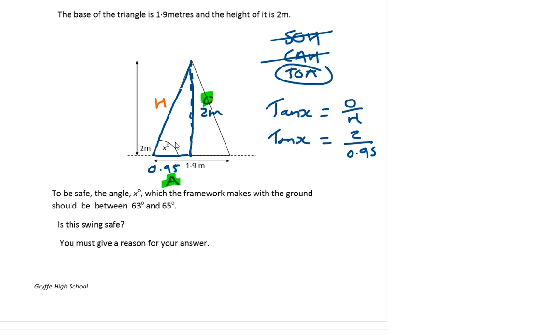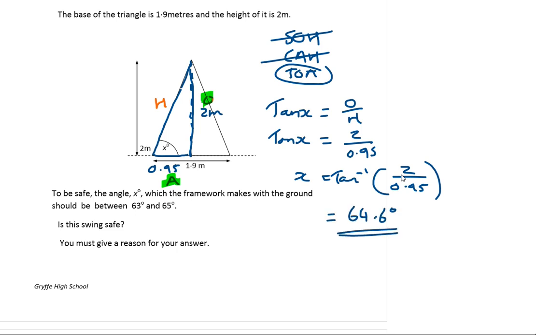So at this point, you could solve this and then do the inverse. To keep it neat, I'm going to say x is equal to tan to the minus 1 of 2 divided by 0.95. Now all that means is shift tan. This bit here just means shift tan on your calculators. Shift tan of 2 divided by 0.95, and that is equal to 64.6 degrees.